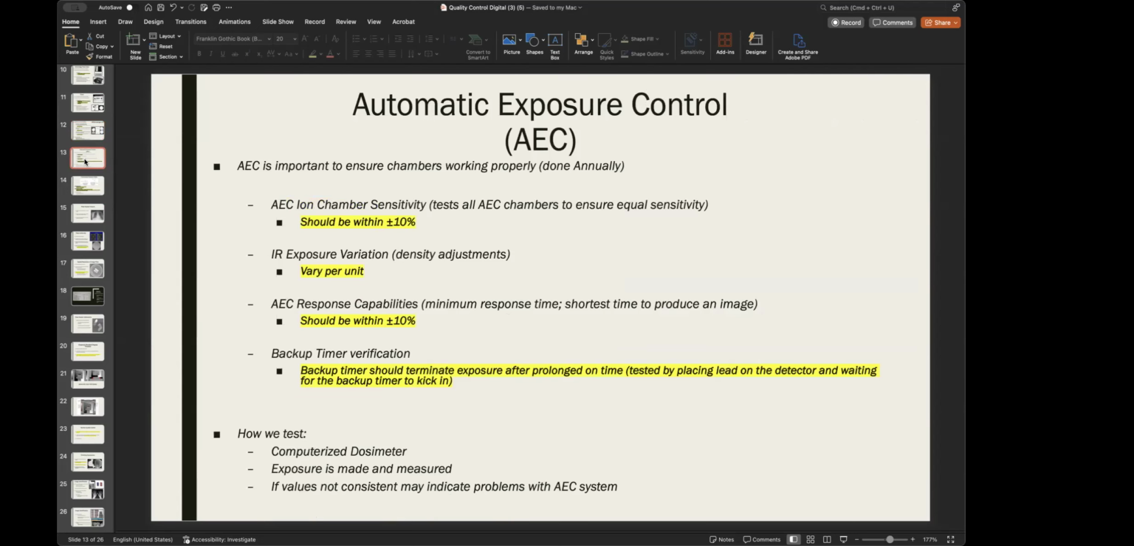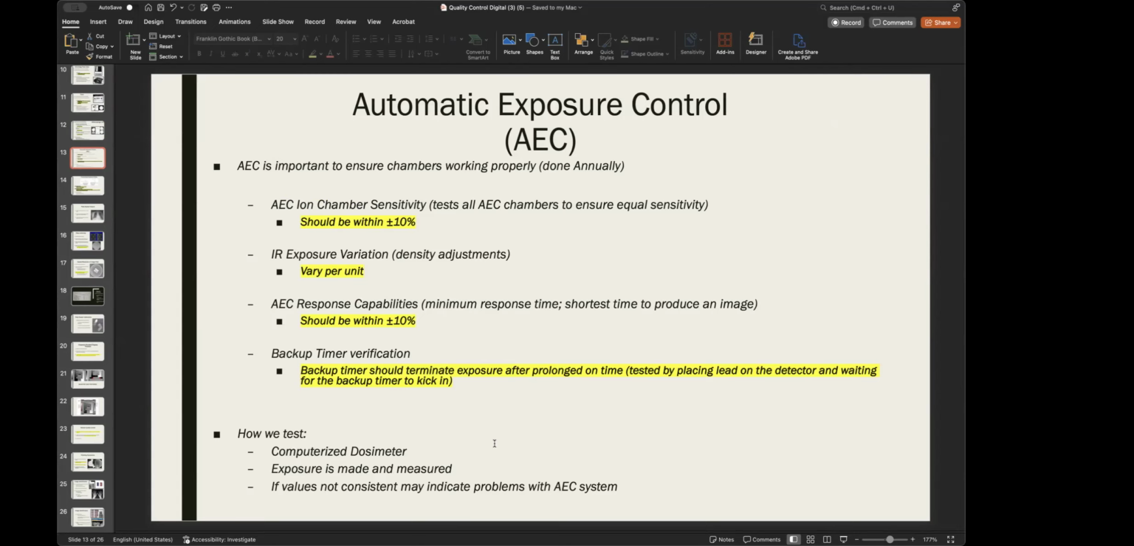Now with automatic exposure control, the ion chambers that we use that pick up the radiation and tell us when to shut off the imaging should be plus or minus 10%. Density adjustment, that just depends on the manufacturer. There's not a set standard for that. Response capabilities. So minimum response time should be within plus or minus 10% of what we expect it to be.